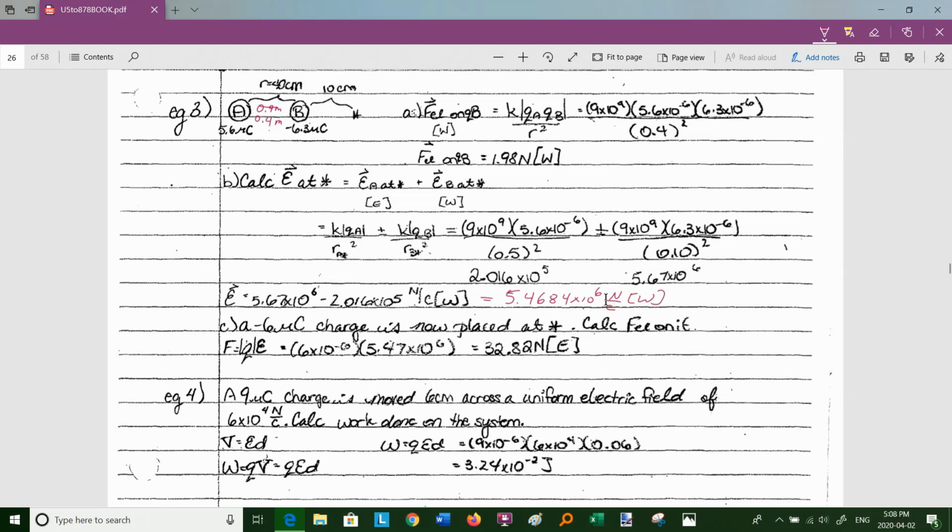to the west. Now in the next part, let's plunk a real live charge at that star point. So a minus 6 microcoulomb charge is now placed at that point. Calculate the force. So the magnitude is just 6 by 10 to the minus 6 times this, fine, they rounded it, 5.47 by 10 to the 6. So 32.82 newtons.